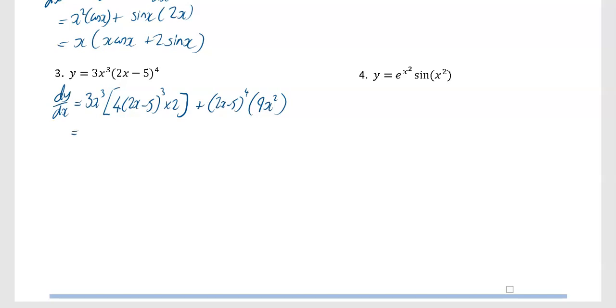Okay, this is a bit of a mess, so we're just going to tidy this up first of all. So the first part will tidy up to be 3 times 4 is 12, times 2 is going to be 24. You've also got an x cubed, and you have a 2x minus 5 cubed, and then you've also got 9x squared times 2x minus 5 to the power of 4.